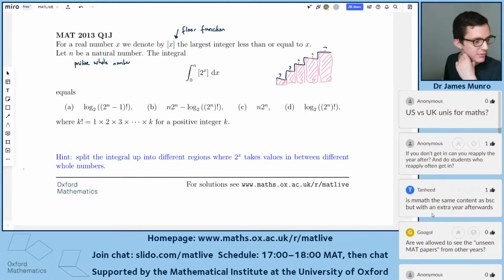Yes, this is correct, by the way. The MMath is the same as the BSc, but an extra year afterwards. Can you reapply? Good question.